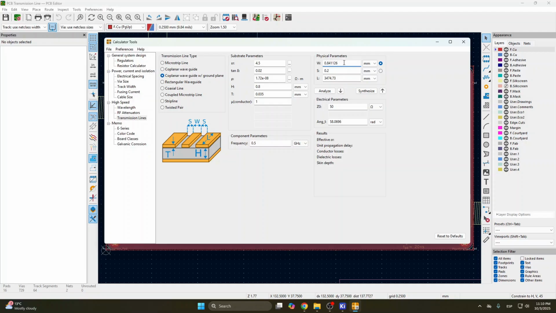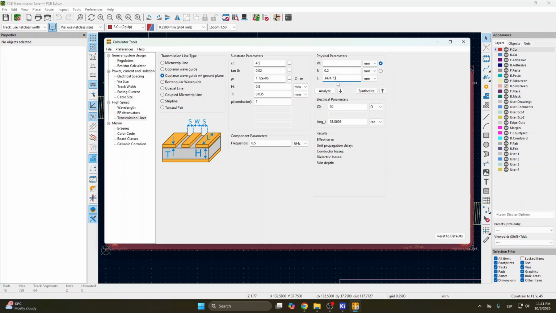Under physical parameters, you will find the W, or width, which is the width of your trace, but this is what you want to calculate, so initially you just keep this blank. Under S, this is the spacing between the trace and the surrounding ground plane, for which case I have defined 0.2 because that is the value that I entered in my PCB design in KiCad under the design rules.